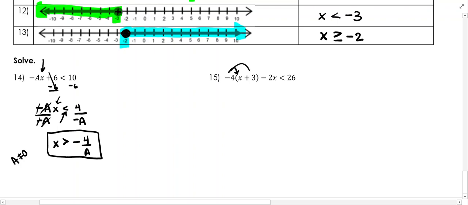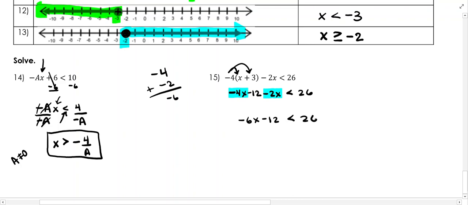We're going to distribute the negative 4. So we have negative 4x minus 12 minus 2x less than 26. And which ones are like terms? That would be this one and this one. And so what is negative 4 plus a negative 2? So negative 6. We have negative 6x minus 12 less than 26. Okay, so now it's almost easy. Going home, we're adding 12 on both sides, negative 6x less than 38.